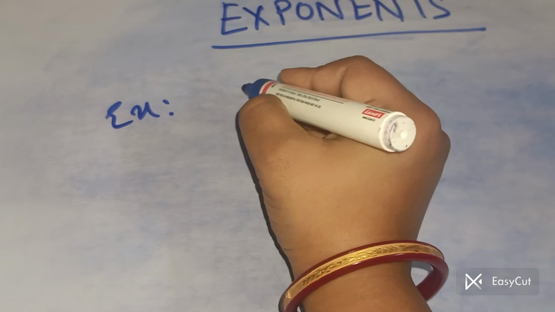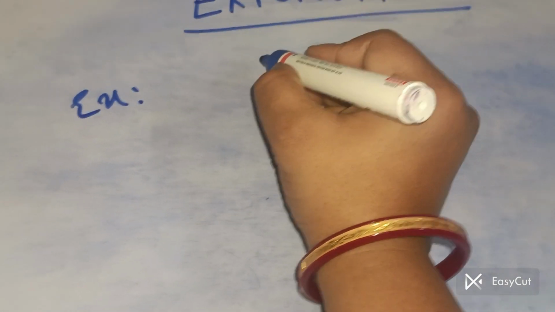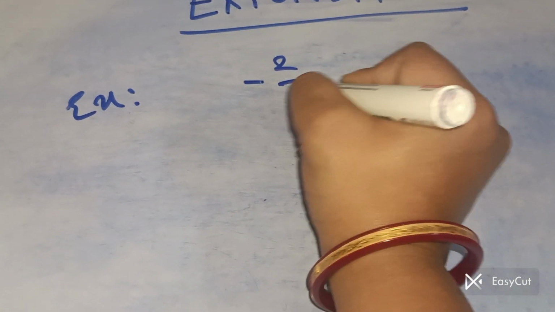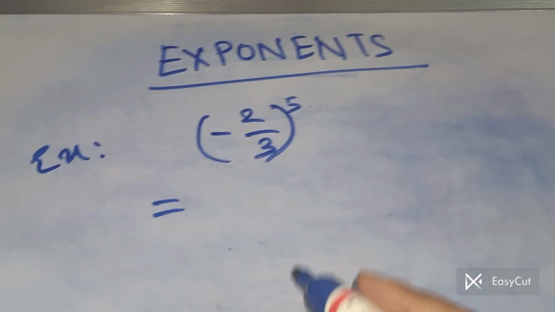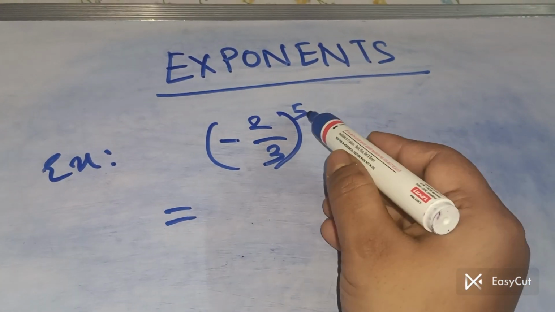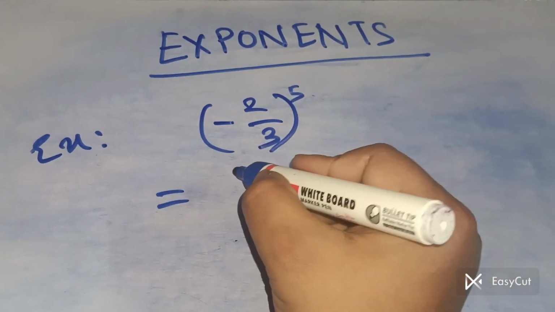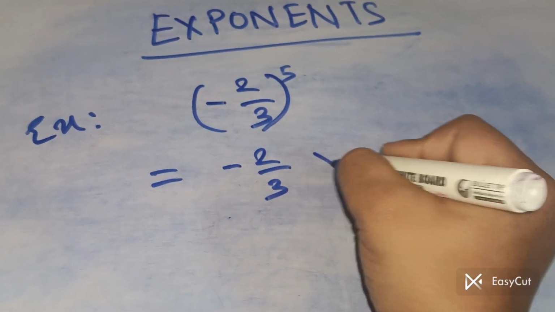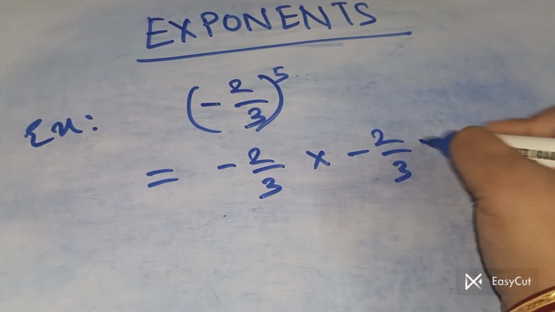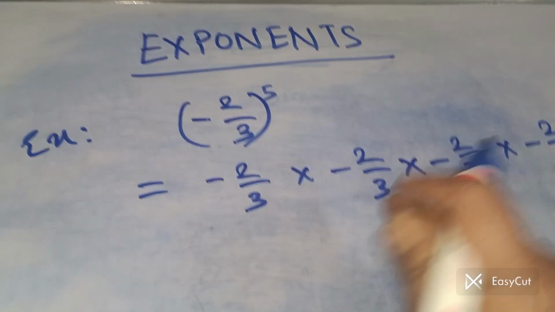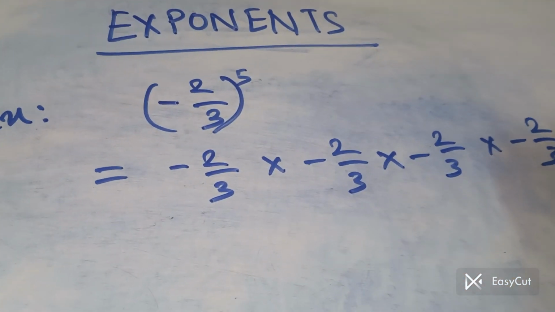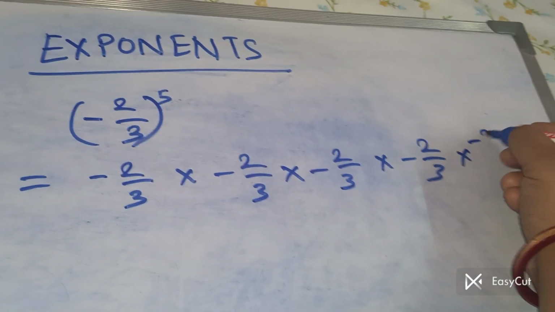Giving a few examples, how to solve this one: minus 2 by 3 whole to the power 5. See, here it is minus 2 by 3. How many times do you have to multiply? 5 times. So it will be minus 2 by 3 into minus 2 by 3 into minus 2 by 3 into minus 2 by 3, 1, 2, 3, 4 and one more time minus 2 by 3.